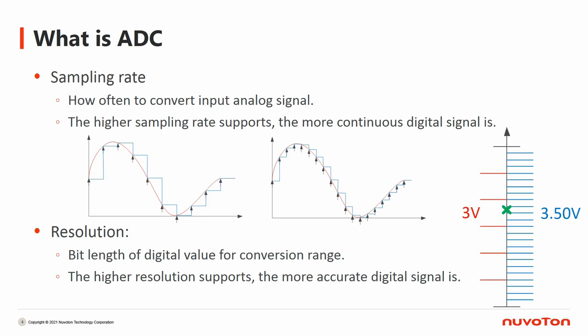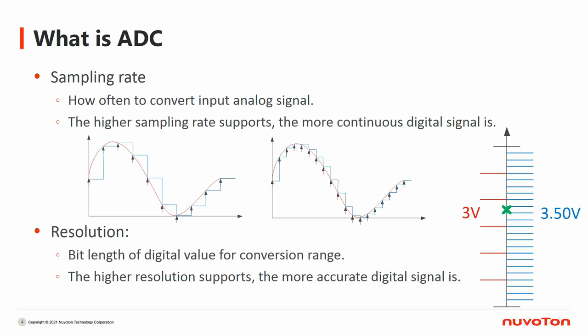Resolution means the bit length of the digital value for the conversion range. It also means how detailed we divide the conversion range. When more bits are used for the conversion range, the measuring quantity would be smaller and contain more details. Take the scale on the right-hand side, for example. The red scale has bigger quantity, and the blue scale has smaller quantity.